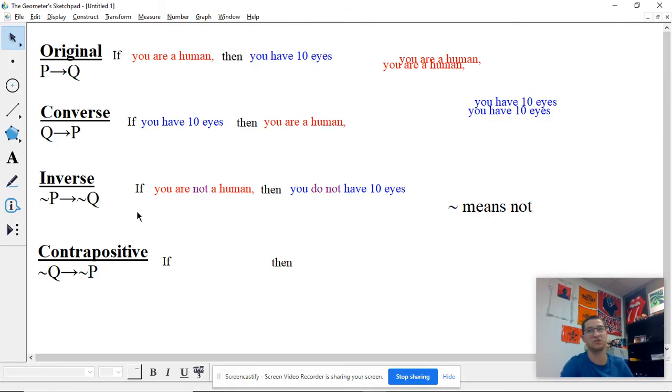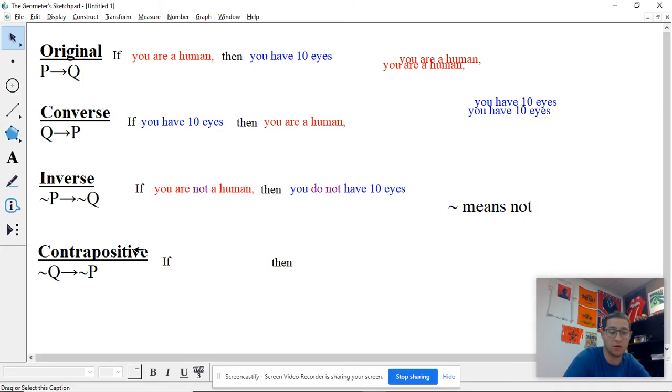So, let's just think about whether that's true or not. If you are not a human, then you do not have 10 eyes. That is true sometimes, right? If you are not a human, if you're a cat, then it's true that you do not have 10 eyes, but that's not always true. So this one would technically be a false statement. Remember, for something to be true, it has to be true all the time in order for it to be a true statement. Okay, so that's the inverse. If you are not a human, then you do not have 10 eyes.